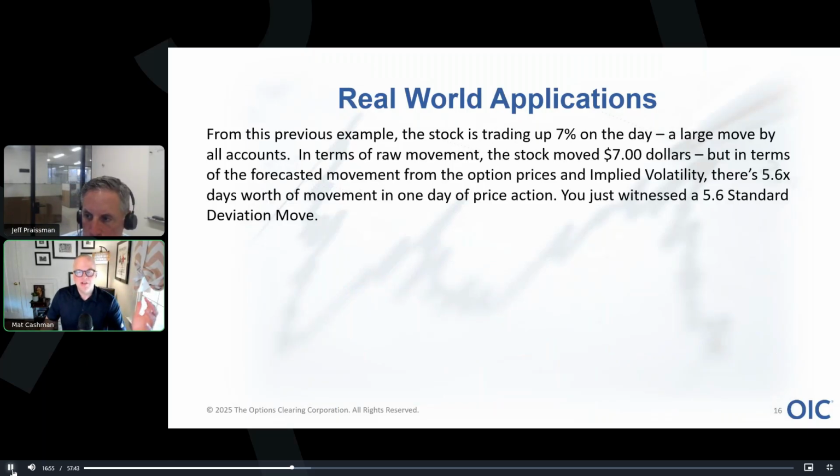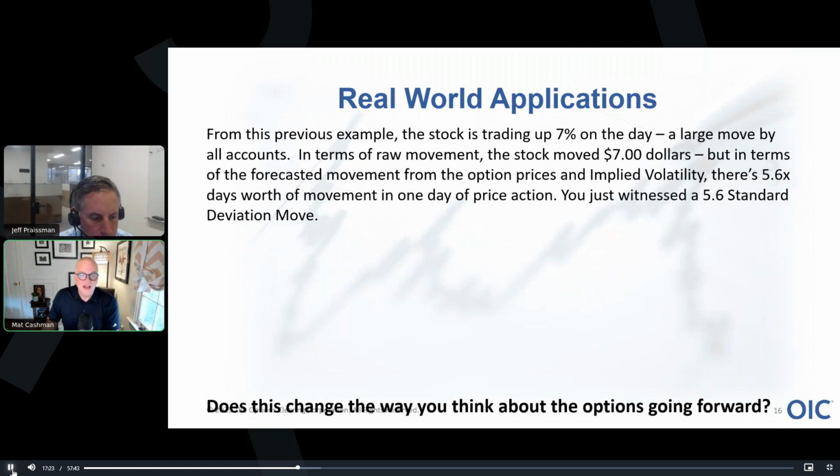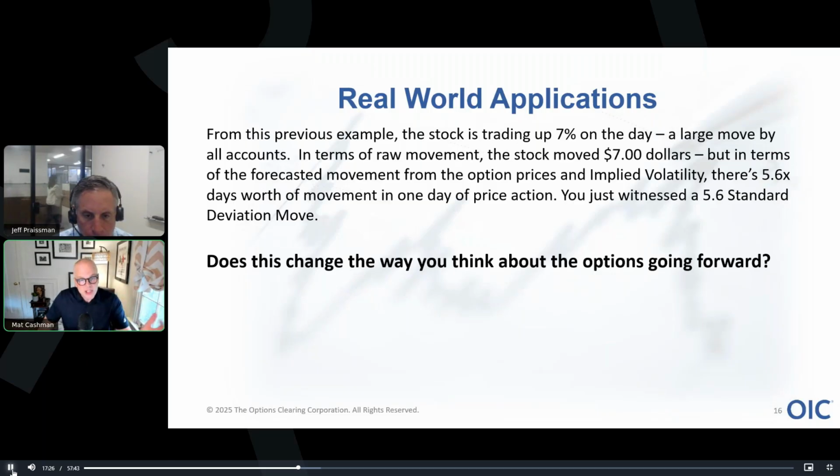So when we think about this $7 move from the previous example, it moves $7. That's 7%. That's a big move. But I also want you to think about it in terms of standard devs. When we started, that standard deviation was $1.25 per day. And so a $7 move is more like 5.6 days worth of movement built into one tiny move, one not so tiny move, as the case may be. And so you just witnessed a 5.5 standard deviation move. Does this change the way that you think about the options going forward?